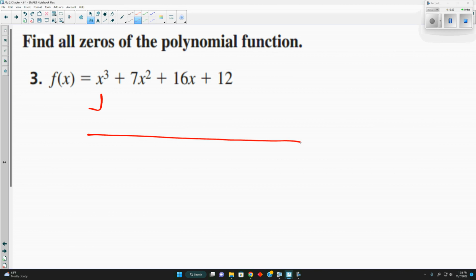Well, you can set this up and do negative 2 first. So we have 1 for x to the third, 7 for x squared, 16 for x, and 12. Well, negative 2 times 1 is negative 2, 7 plus negative 2 is 5. Negative 2 times 5 is negative 10, plus 16 is 6. Negative 2 times 6 is negative 12, which gives us 0.